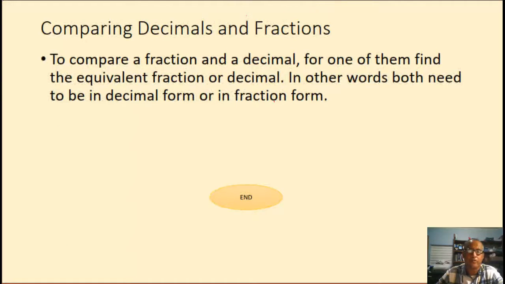So to compare a fraction and a decimal, for one of them, find the equivalent fraction or decimal. In other words, both need to be in decimal form or in fractional form. So if I want to compare, let's say, 3/5 with 0.61, and that's a question mark, right? Is it bigger or smaller? Well, I can either convert this to a fraction or convert this to a decimal. This is probably going to be easier, right? So if I go 3 divided by 5, that's 0.6. And obviously 0.6 then is slightly less than 0.61.